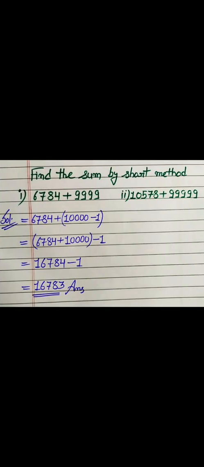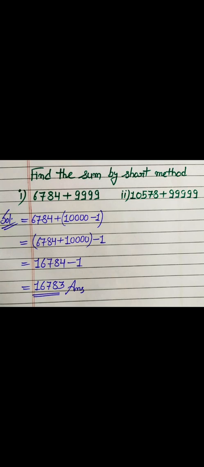So how we will do it is, as we know, in the first one, this 9999 can be split as 10,000 minus 1, and according to the associative property we can group two numbers. So we will group this 6784 plus 10,000. As we know, first we solve the bracket terms. So we will get 16,784, and then we will subtract the remaining 1. So you will get the final result, which will be 16,783.